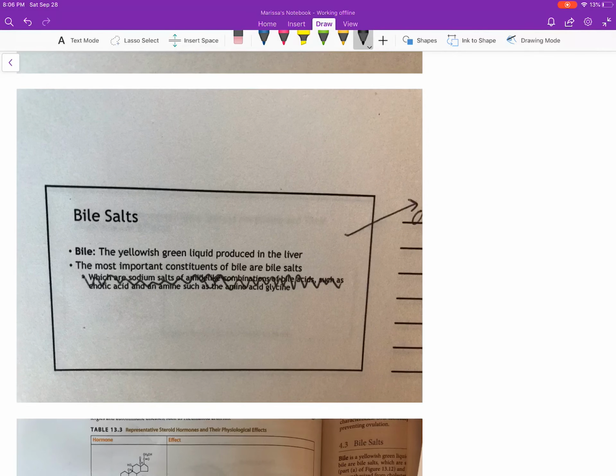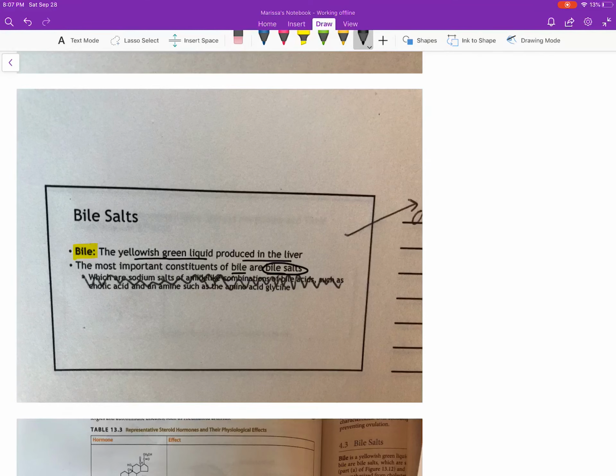Now, bile salts are part of this whole thing because bile salts are also considered to be derived from cholesterol. They have that 4-ring fused backbone. Now, bile is the yellowish green liquid that's produced in the liver. And the most important constituents of the bile are the bile salts themselves.